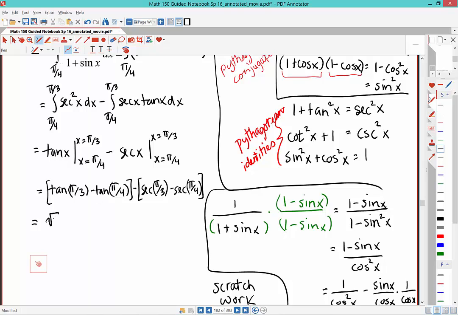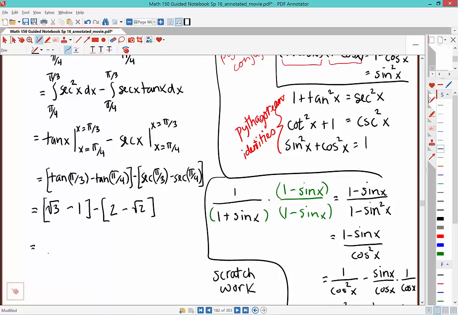And then secant at pi over 3 is going to be what? Root 2? No, I'm making it up. Just 2, because cosine at pi over 3 is a half, so it'd be 1 over a half. And then minus secant at pi over 4 is going to be root 2. So you can clean this up a little bit and get root 3 plus root 2 minus 3. Then we're done. All right?